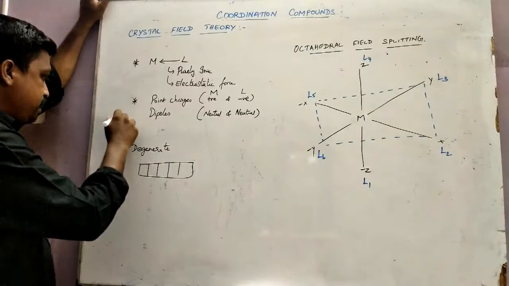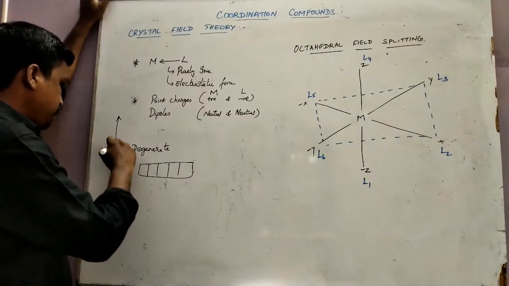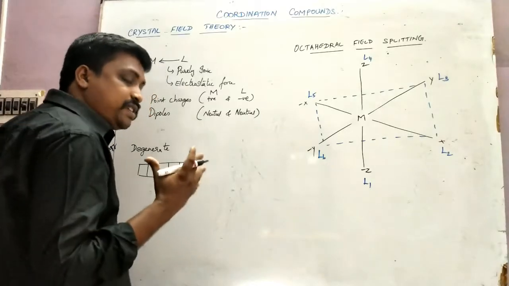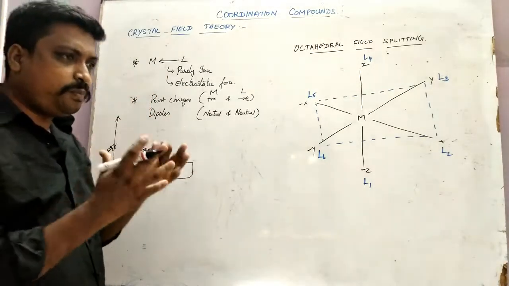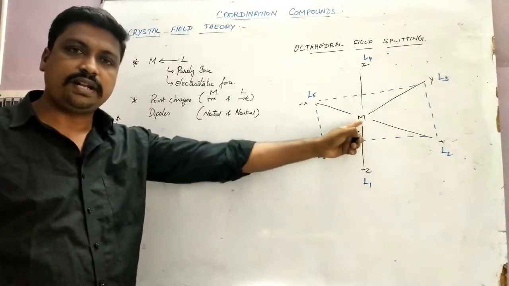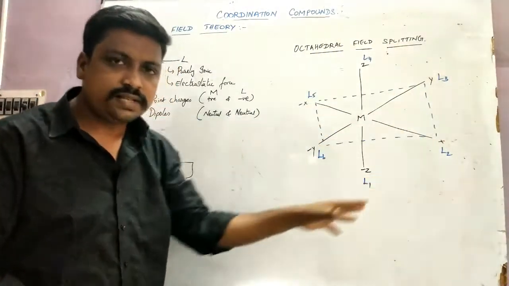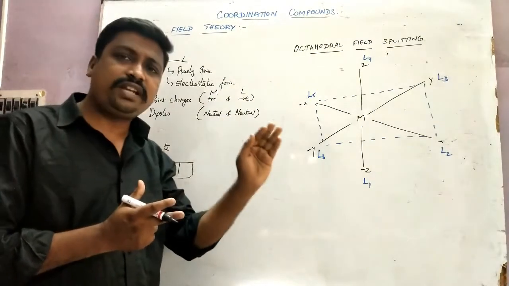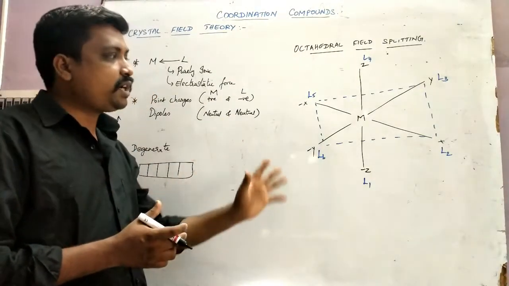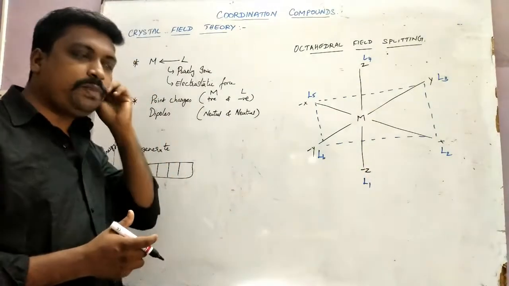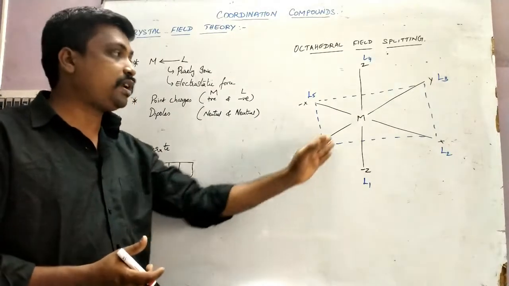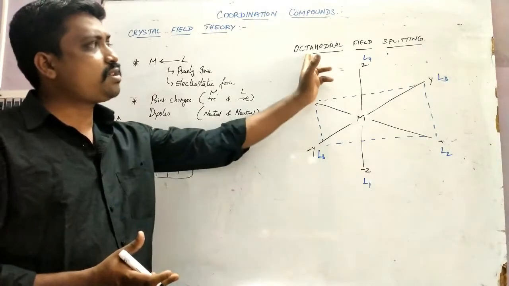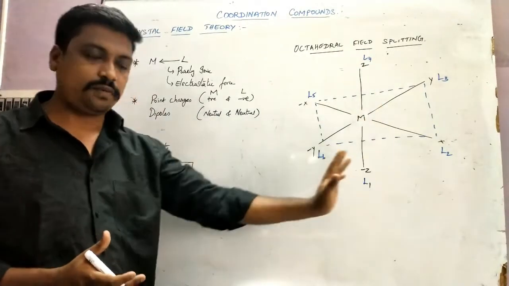Let this be the energy level diagram. Here it is mentioned as energy. In the presence of ligands, when 6 ligands approach the metal, there will be a field created by the ligands. The ligands will definitely create a field around the metal, because all the ligands are electron rich and the metal is electron deficient. This field is called the octahedral field. Why? Because 6 ligands are approaching.